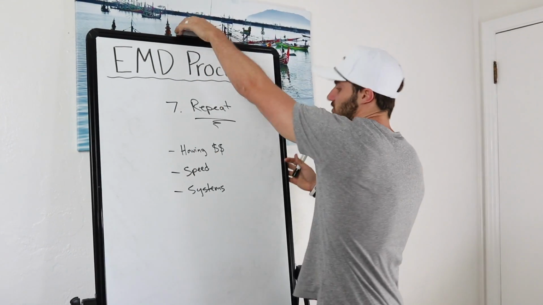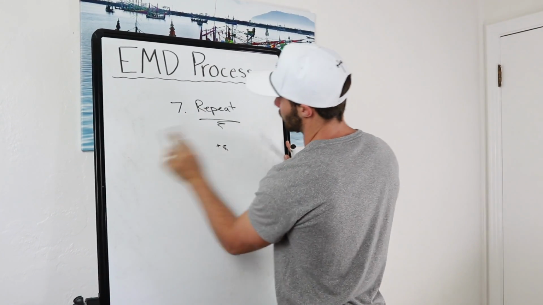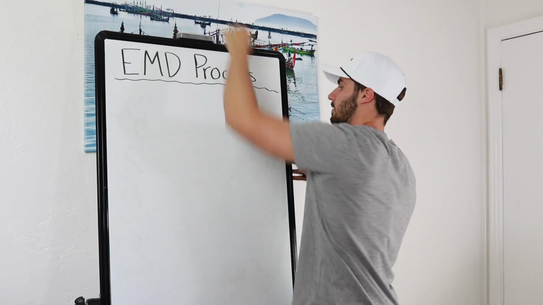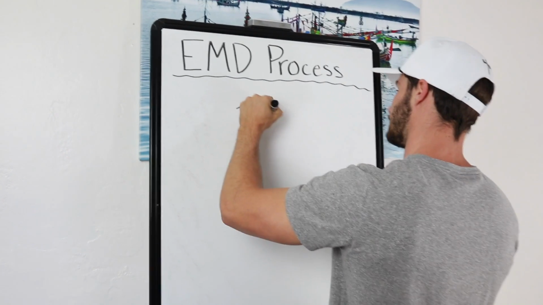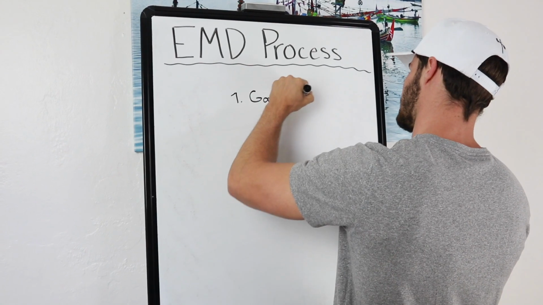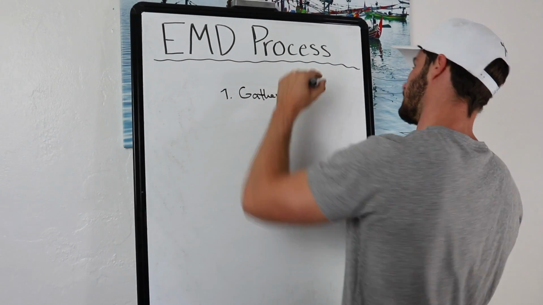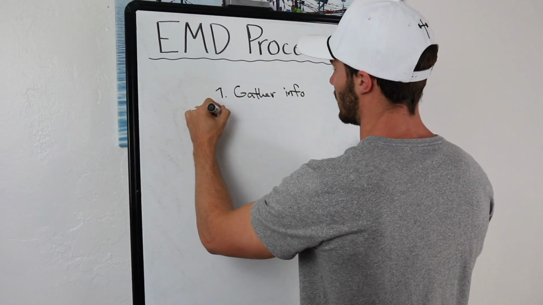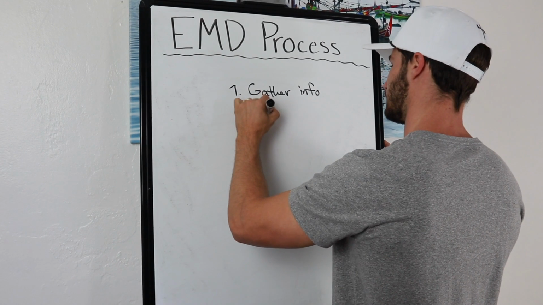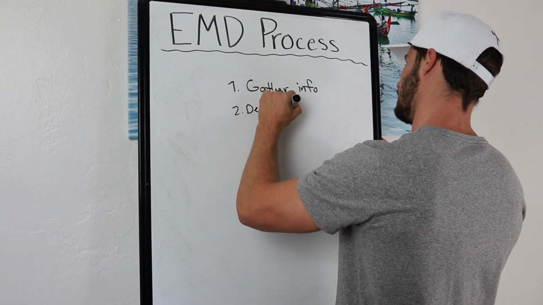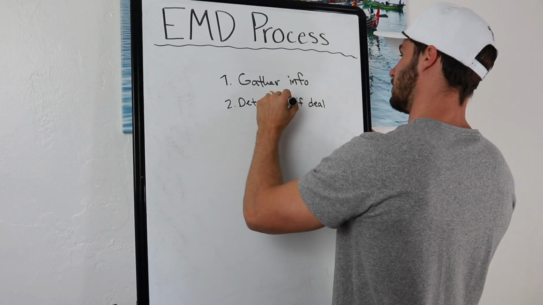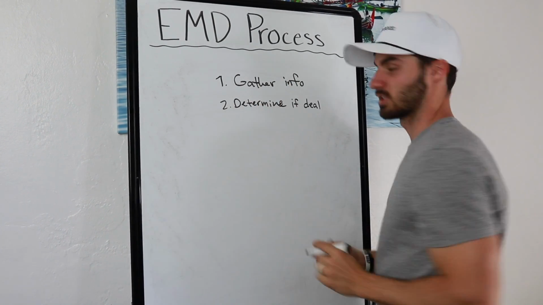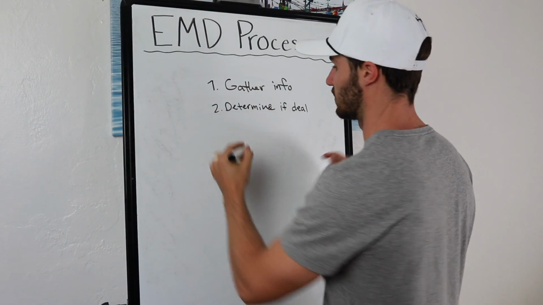So that is our last step in the process, is just repeating. Let's do a quick recap on the entire thing here. So step one is going to be gathering info. Or as I said before, it's really the lead, but the main part of that is gathering the info. Step two is determining if it's a deal. This is going to depend on the person, on whether or not it's a deal for you.